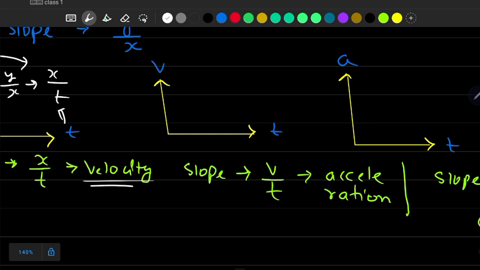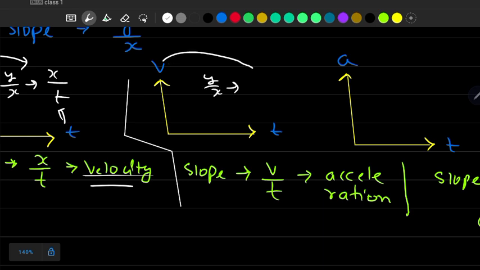Same here. What does the slope of vt graph give us? Again slope is nothing but y by x. What's over y axis? It's v. What's over x axis? It's t. So v by t is acceleration. It means slope of vt graph gives us acceleration.